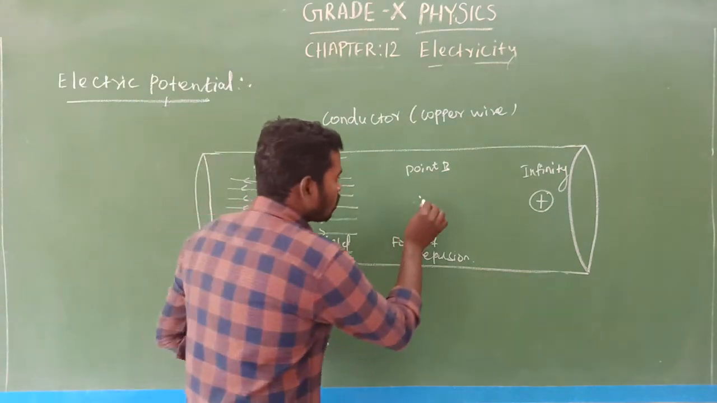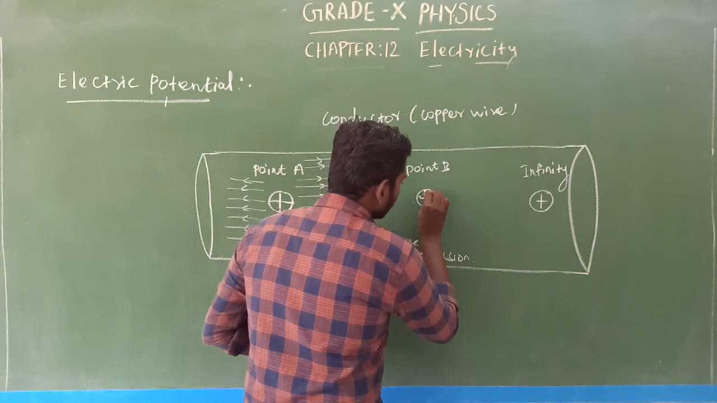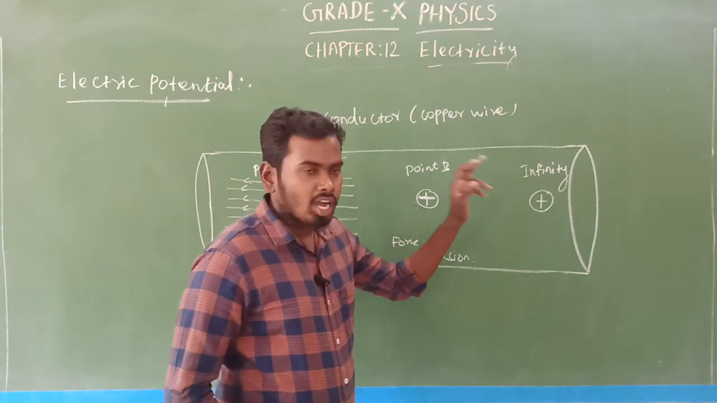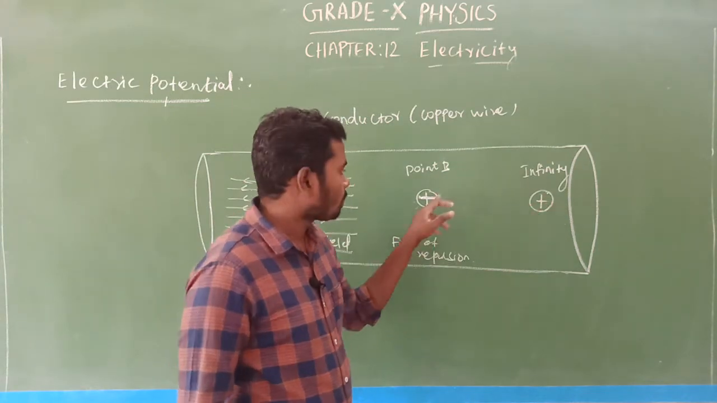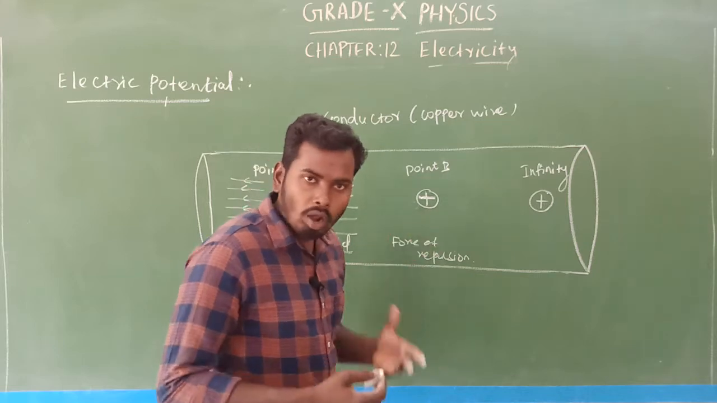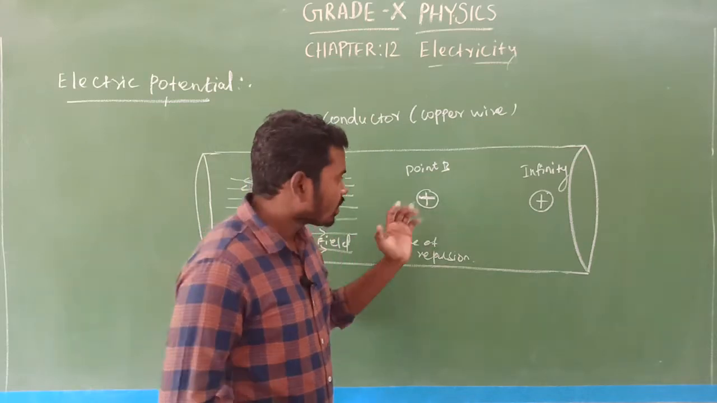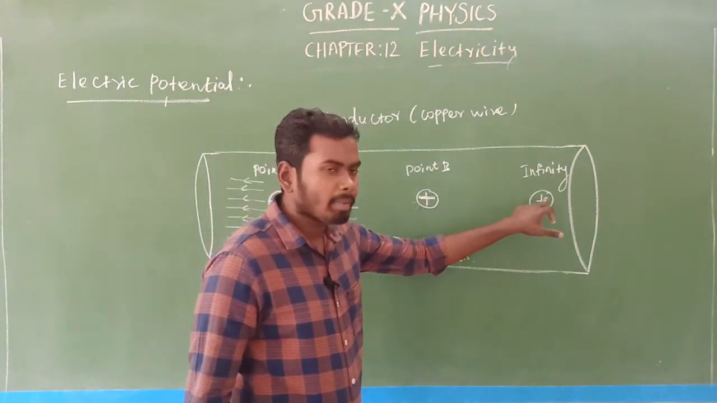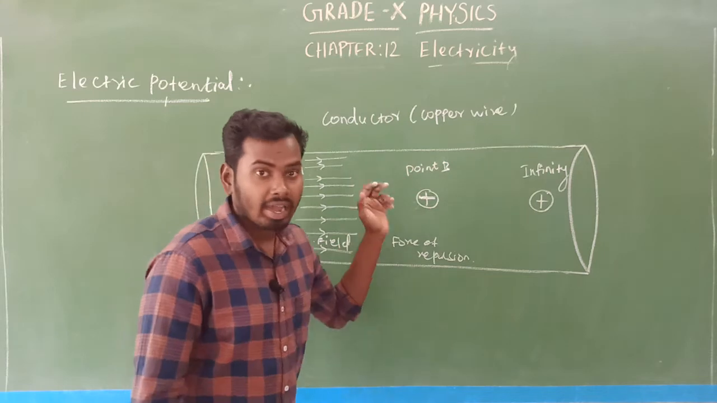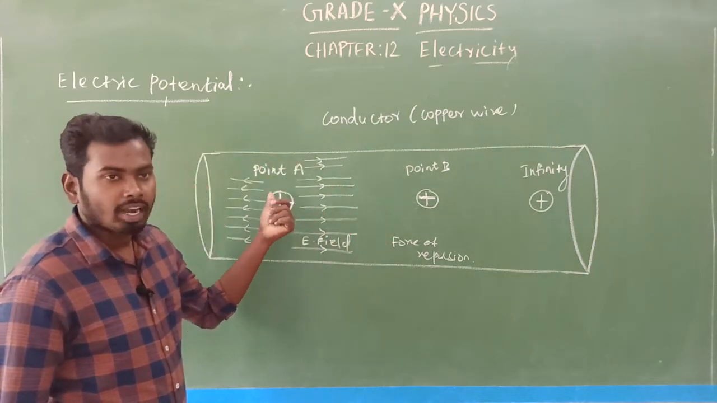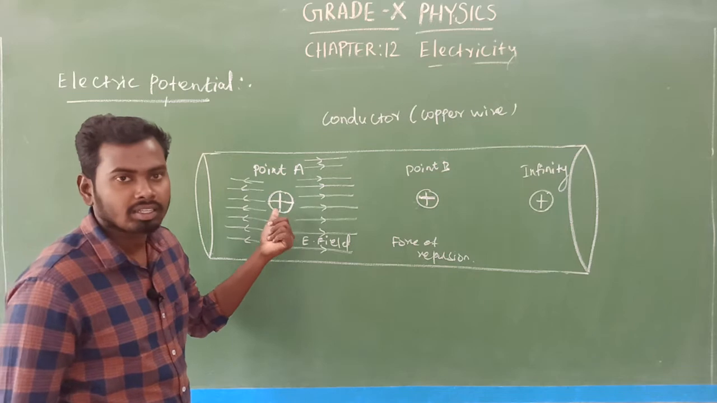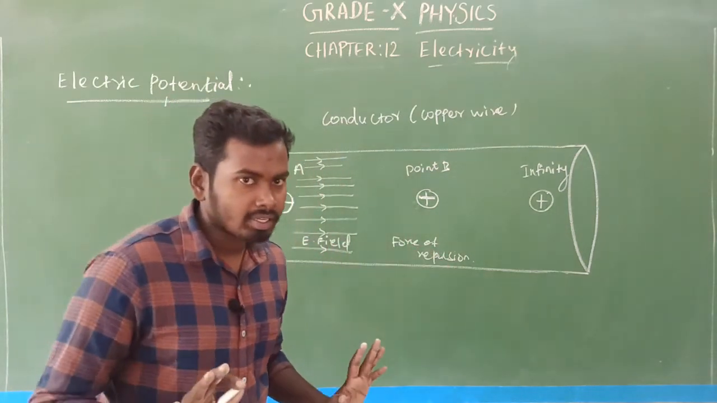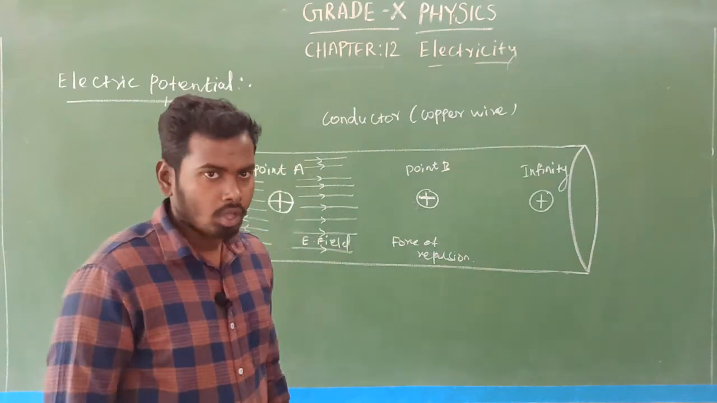Is it clear? Yes. Now come to this charge. We brought the charge from infinity to point B. Here work has been done. Am I right or wrong? Yes. Here work has been done because we brought the charge from infinity to that point against the electric field of this point placed at A. So work is done. Is it clear? It's very easy. Please try to grasp the concept.